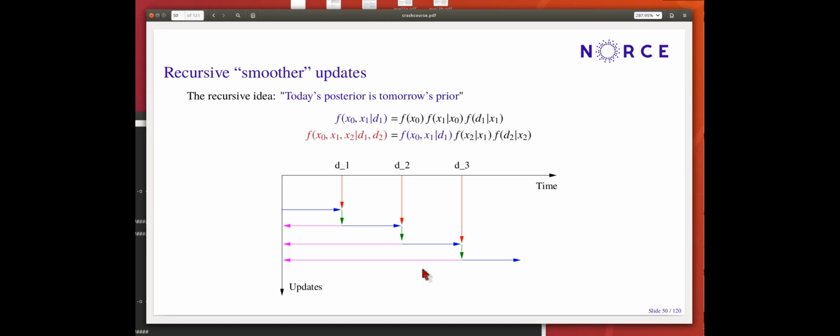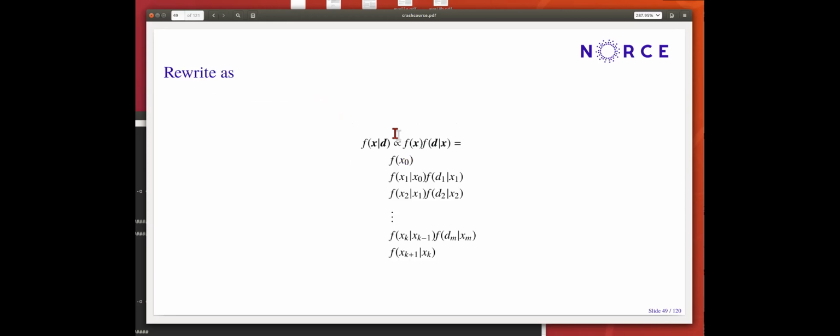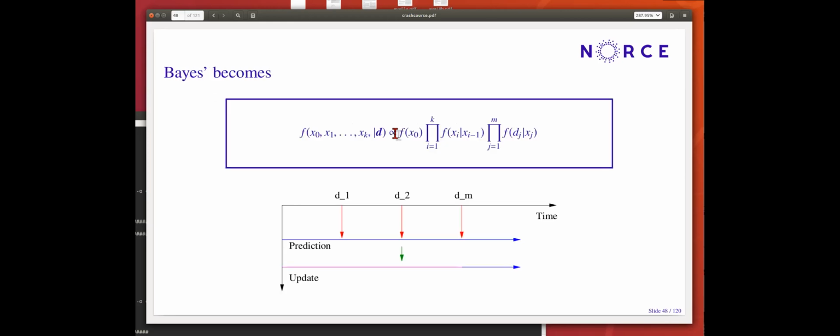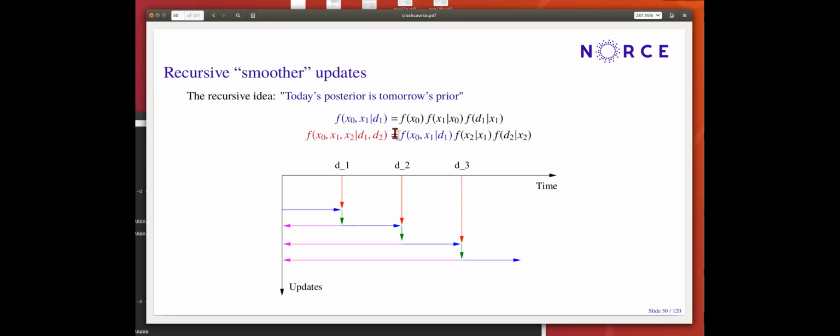It's this one. I introduce the next set of measurements. So I update, and I also update backwards in time. And then we repeat this recursively until we have no more measurements. And this is what I would call recursive smoother updates. And it's different from what we had here. If everything is Gaussian and linear, then the solution from using these two different approaches will be identical. Okay.